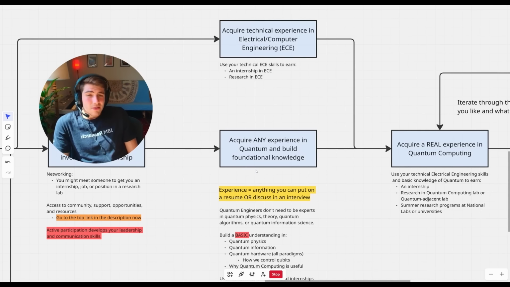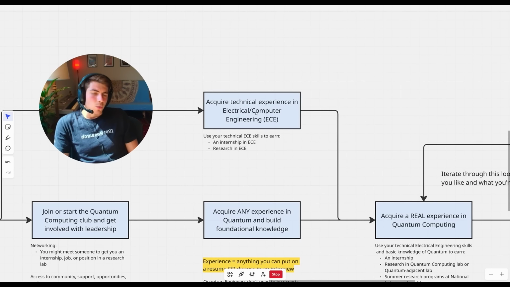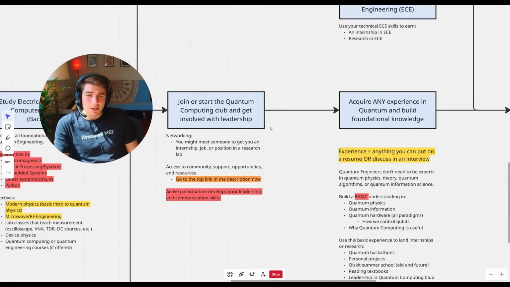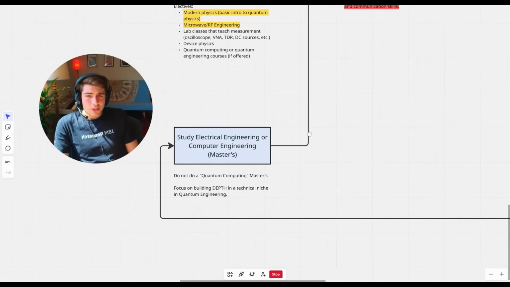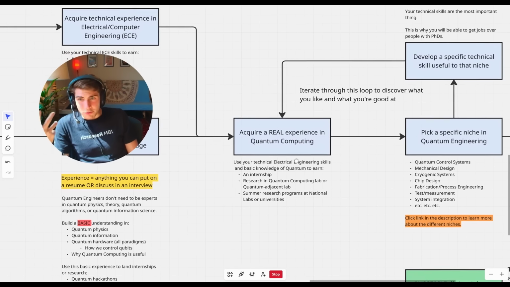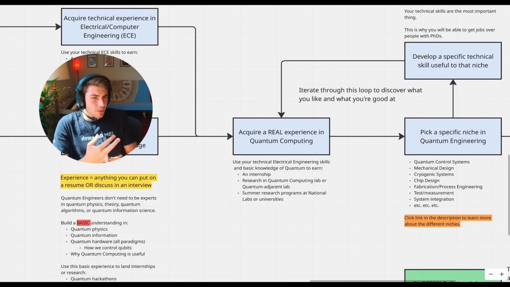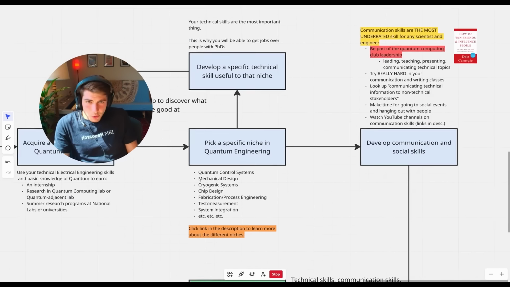And honestly, even if you're somebody who's working in industry right now, so let's say you have really strong technical ability, you're 5 years into working as a hardware engineer, but you want to work in quantum computing, okay, you can start here. Study electrical engineering and computer engineering, get your master's, then start building your experience and foundational knowledge in quantum computing. And go from there. Try to get an internship in quantum computing, try to work in a research lab, try to do summer research at a national lab, and just go through the cycle again.